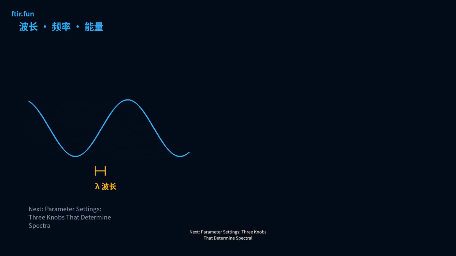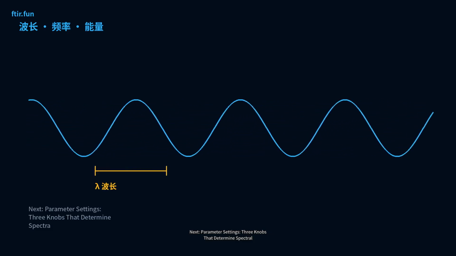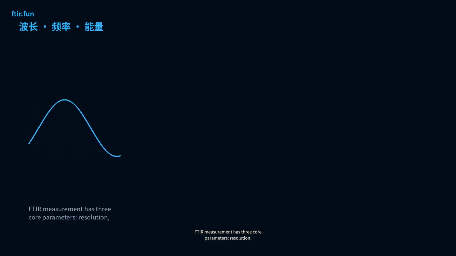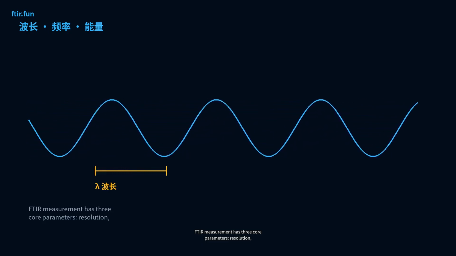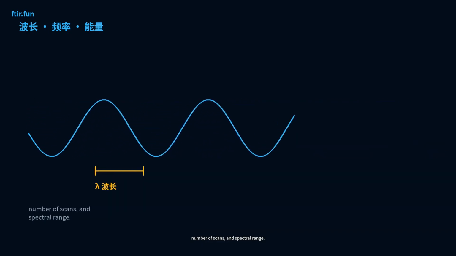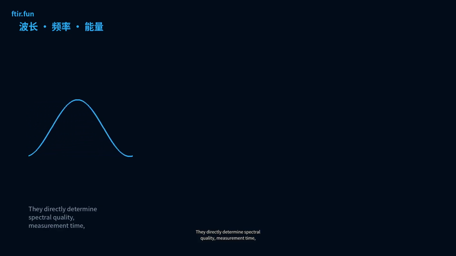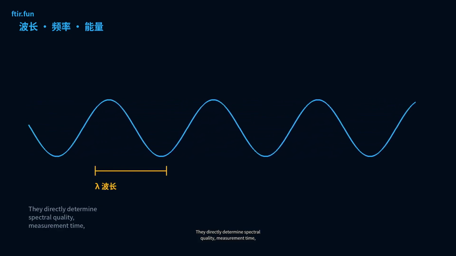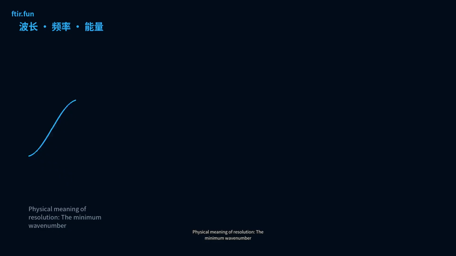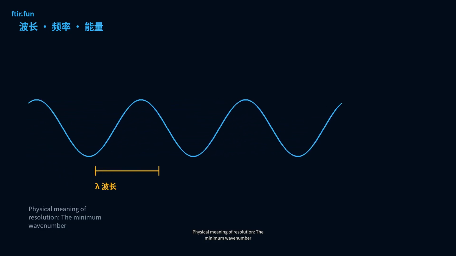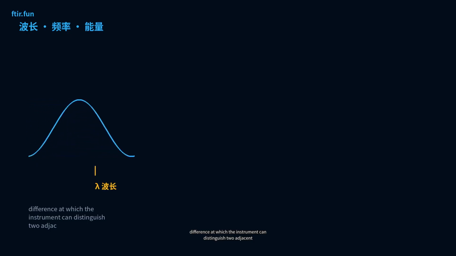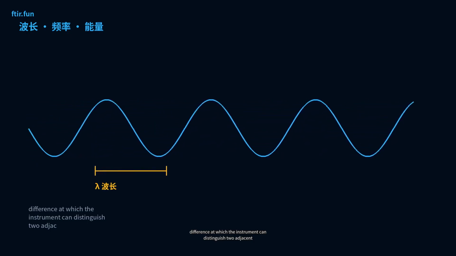Next, parameter settings. 3 knobs that determine spectral quality. FTIR measurement has 3 core parameters: resolution, number of scans, and spectral range. It directly determines spectral quality, measurement time, and data size. Physical meaning of resolution: the minimum wave number difference at which the instrument can distinguish two adjacent peaks.